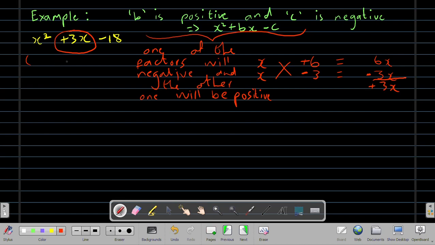If we factorize this, we know one will be positive and the other one will be negative. In this case, the order doesn't matter. We will have x, and x. Here, 6 is positive, and then 3 will be negative. And there it is, nice and factorized. All right, let's move on.